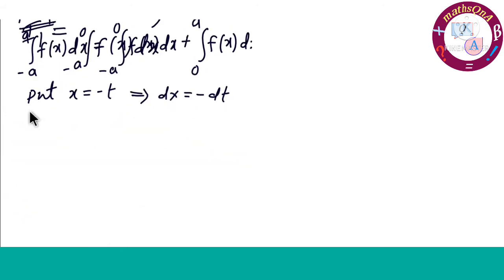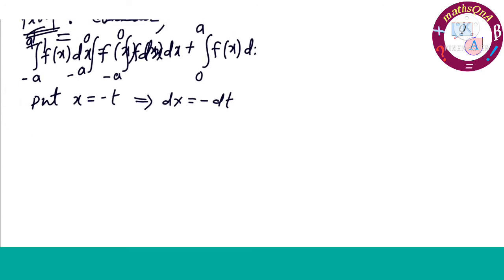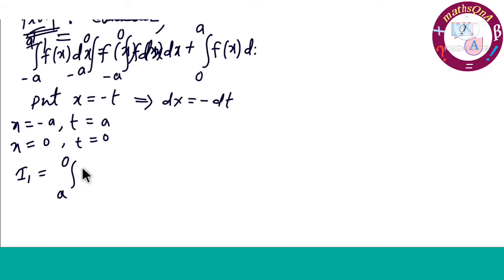Now the limits also change. x is equal to minus a, then t is equal to plus a. In place of x put minus a, minus minus cancel, t is equal to a. Next, put x is equal to 0, then the t value becomes 0. Then I1 becomes integration of, in place of minus a put plus a in the limit, and in place of 0 put 0 for t. Next, in place of f of x put f of minus t, and in place of dx put minus dt.